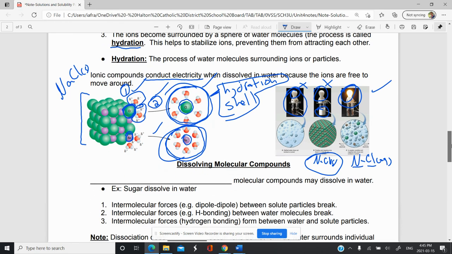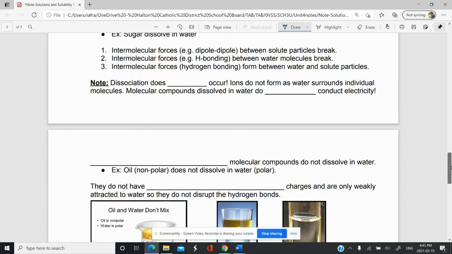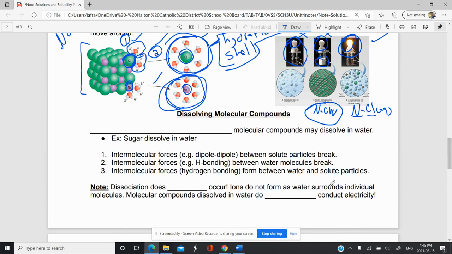In the next video, we're going to take a look at how molecular compounds dissolve and how that's different from the process of ionic compounds dissolving.